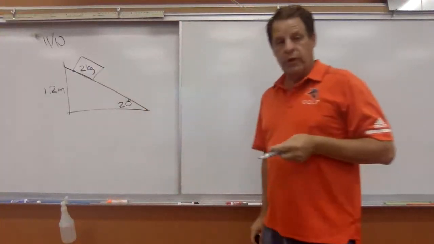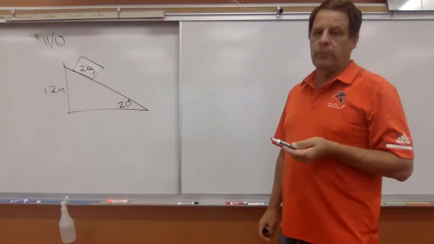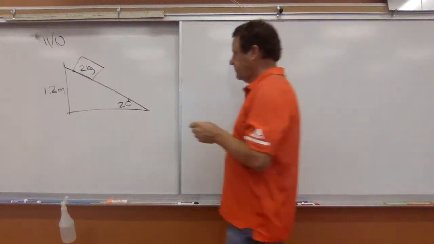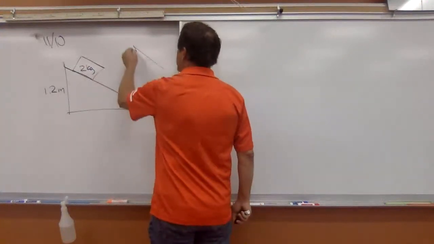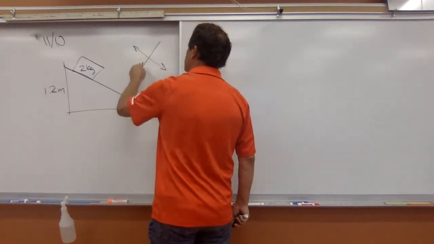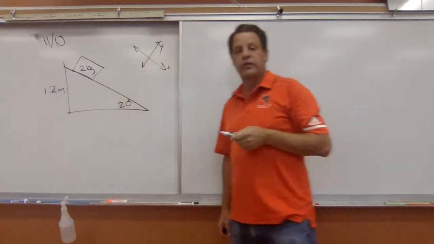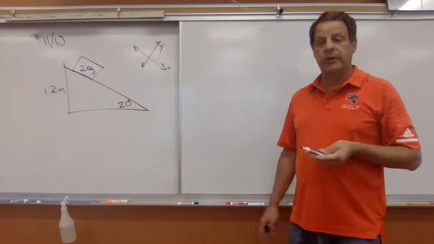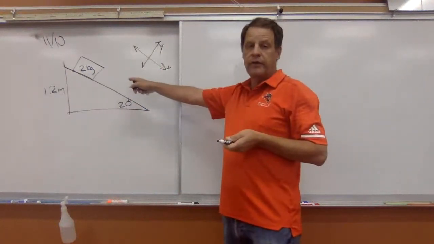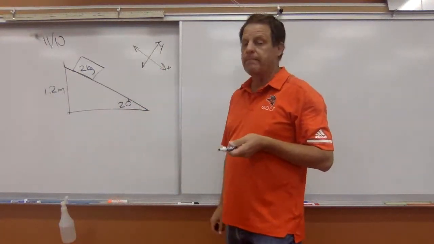Okay, so if we start here, this block is going to move along the plane. If it moves, it's going to move along the plane. So we're going to make this direction our X and this direction our Y. That simplifies things greatly because then we don't have a component that's accelerating in both X and Y.